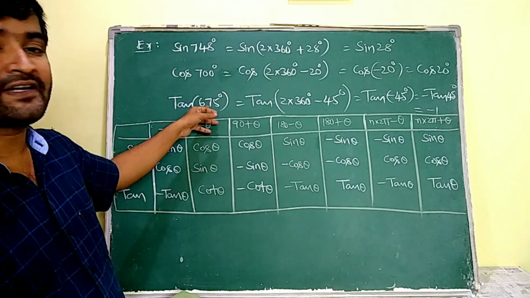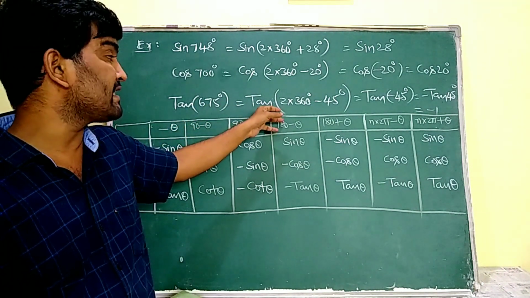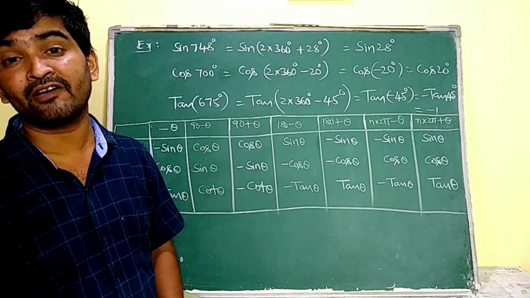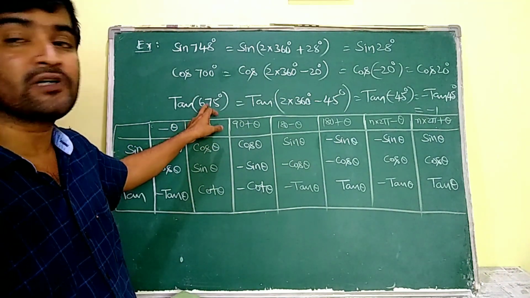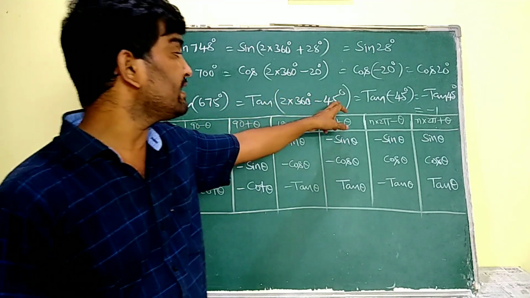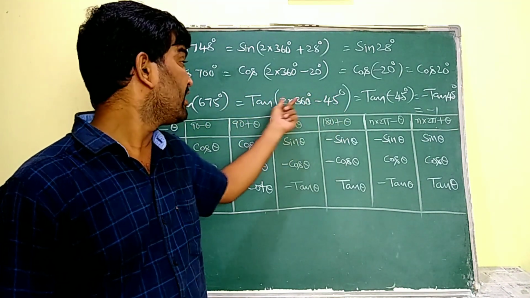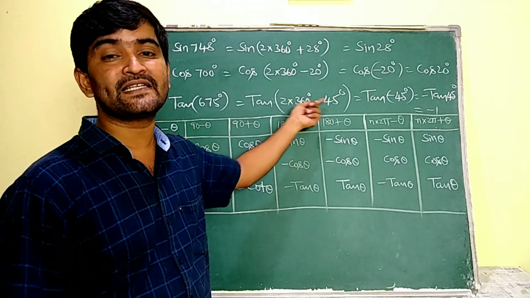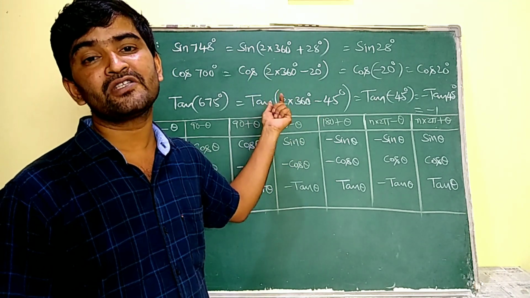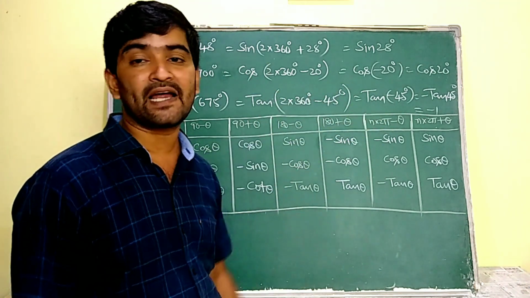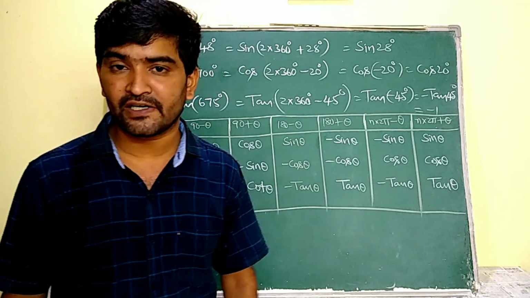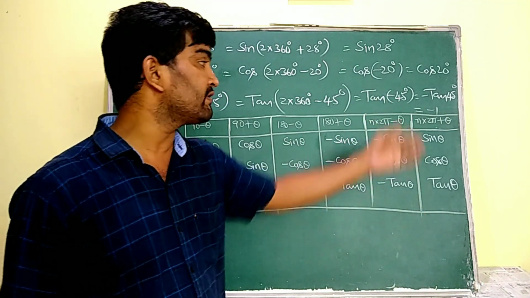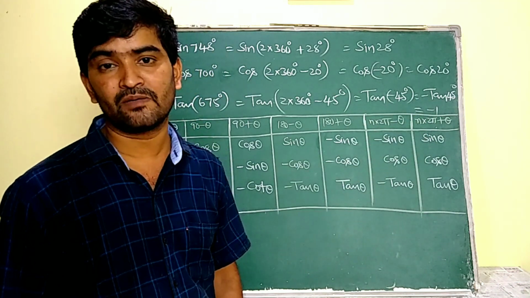Tan 675 degrees. This can be expressed as tan of 2 into 360, that is 720. From that 720, I have to subtract 45 to obtain 675. So that is why I am subtracting 45 degrees. Now it is in the form of 2 into 360 minus theta. So its value is equal to tan of minus theta, that is tan of minus 45 degrees. That is nothing but minus tan 45. We know that tan 45 is 1, so its answer is minus 1.